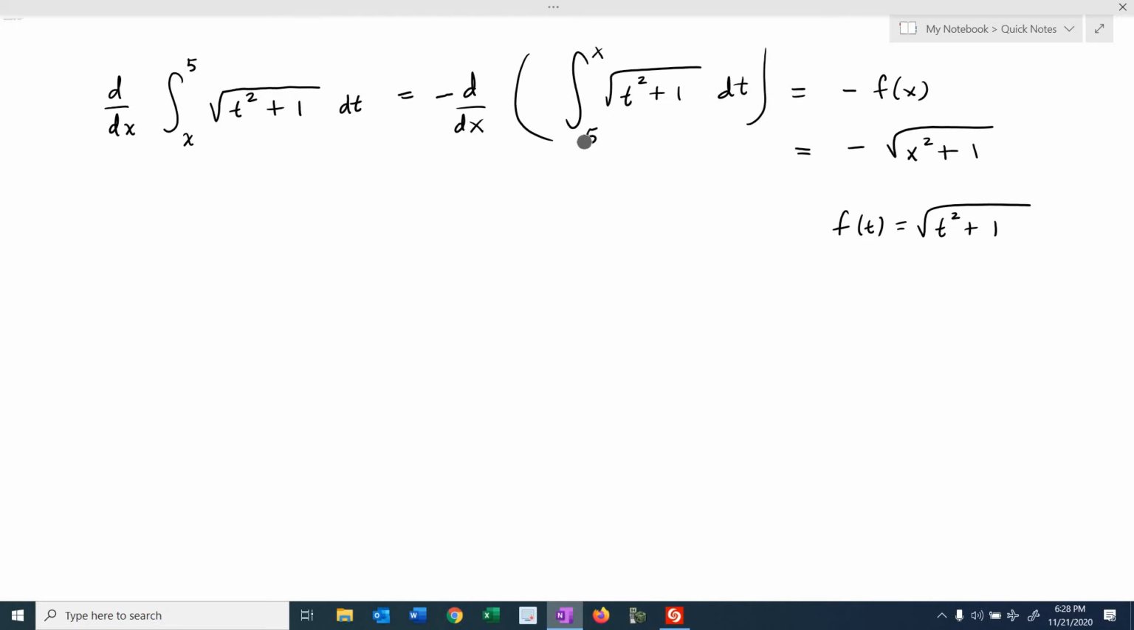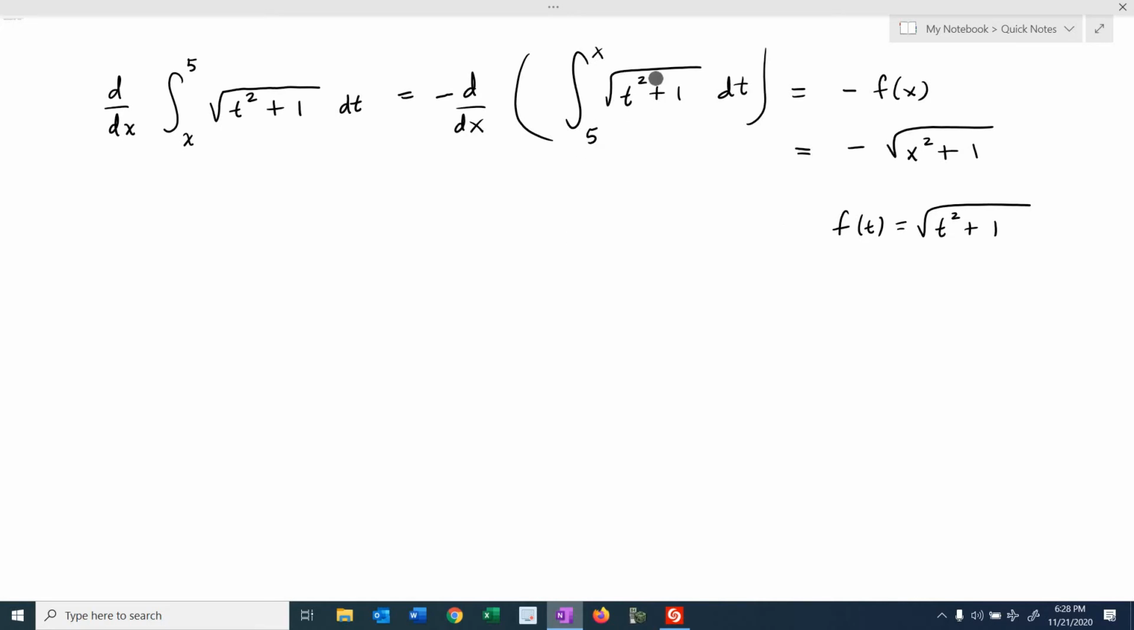So what's nice about this is there's no need for us to evaluate this definite integral because we're just going to turn around and take the derivative of it. And these are really inverse operations of each other, and so they're going to cancel out. Now, if you did do that, right, if you did find the definite integral and then take the derivative of it, then you would end up with the square root of x squared plus 1.